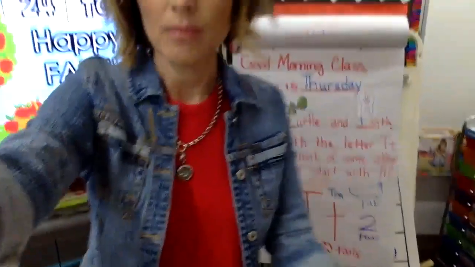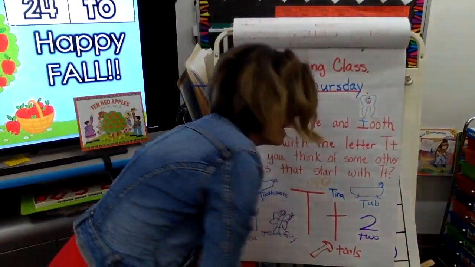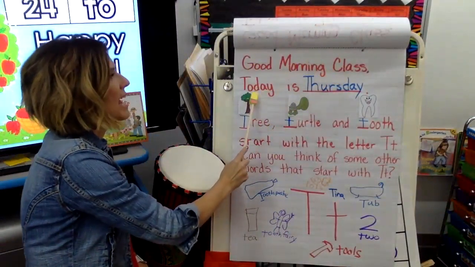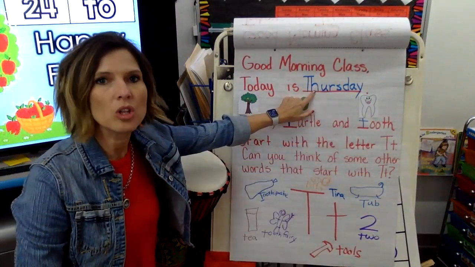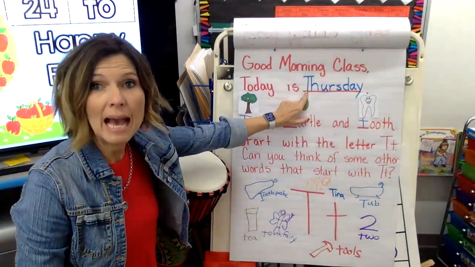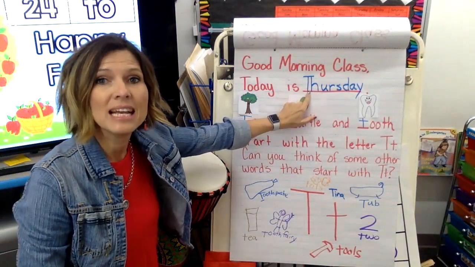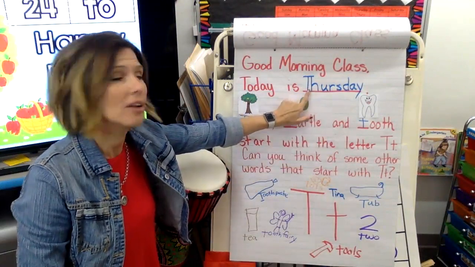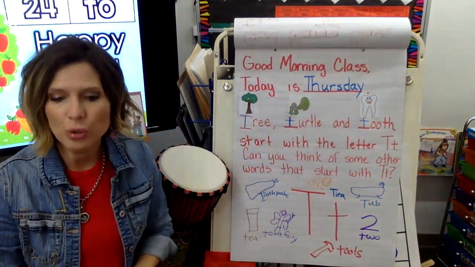All right, let's look at our morning message. It says, good morning class. Let me get my pointer. I'm going to sit down so I can see you. Good morning class. Today is Thursday. Now, when we wrote the word Thursday, we start with a capital letter because it's naming a day, and it starts with a th sound. TH, when there's those two letters together, they make the th sound. Thursday. And we've got a new letter today.